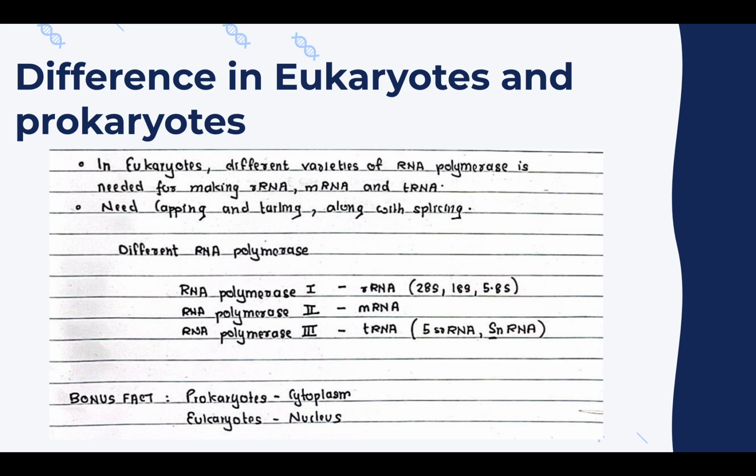Right. Moving on, different RNA polymerases. So for examples, RNA polymerase 1. This is really important, and it often comes up in MCQs. RNA polymerase 1 makes rRNA, polymerase 2 makes mRNA, and polymerase 3 makes tRNA. RNA polymerase 1 makes the 28S, 18S, and 5.8S rRNA. We have 5S rRNA and snRNA as well.